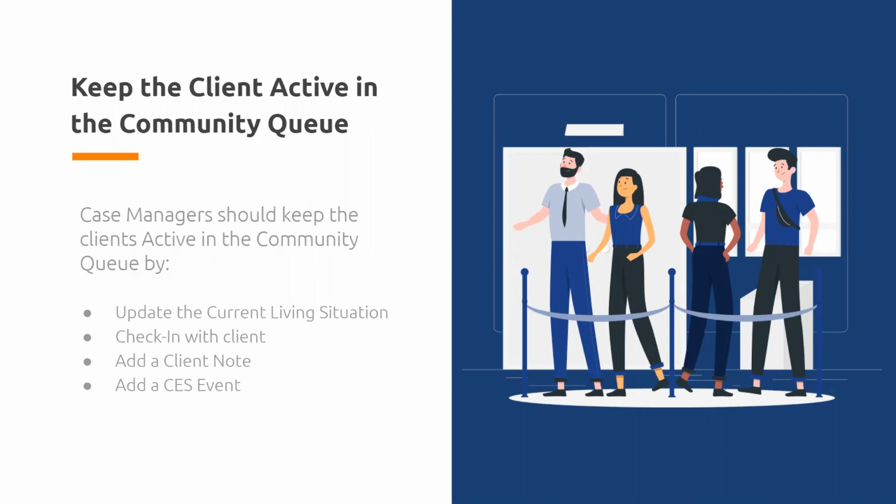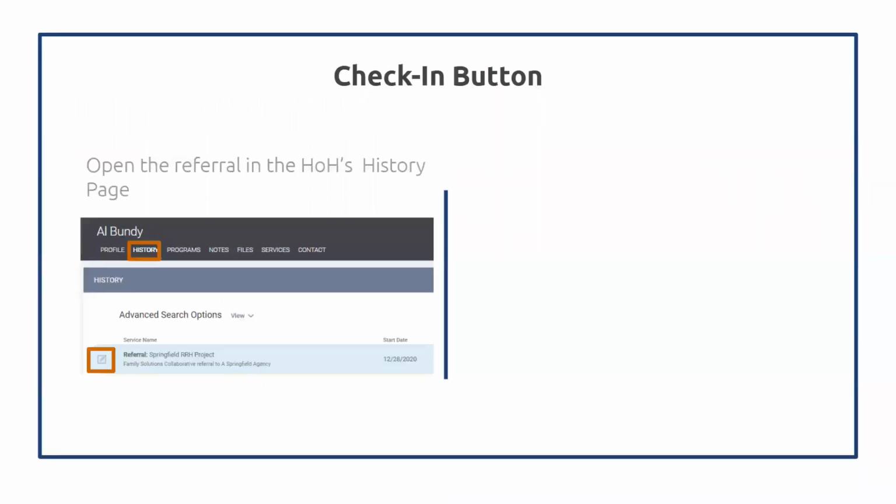And how do I keep the client active on the queue? There are a few options in this case. I can keep the client active by either clicking the check-in button in the referral, adding a note to the referral, adding a CES event, or updating the client's current living situation. The most common method is by using the check-in button. So let's see how we do this in HMIS.